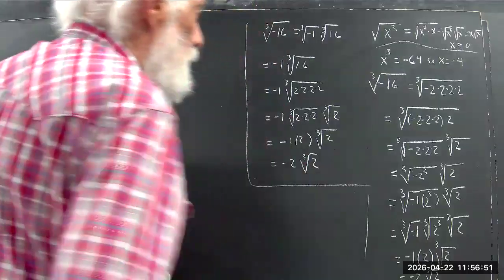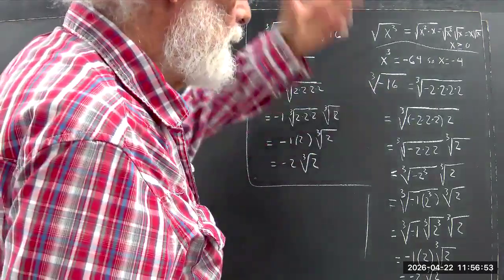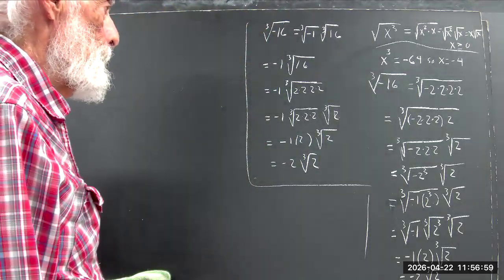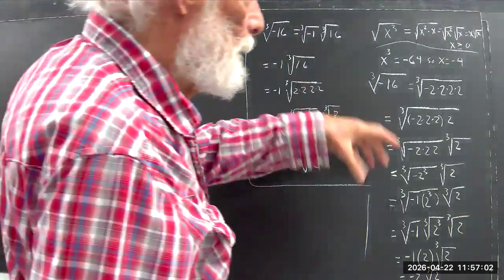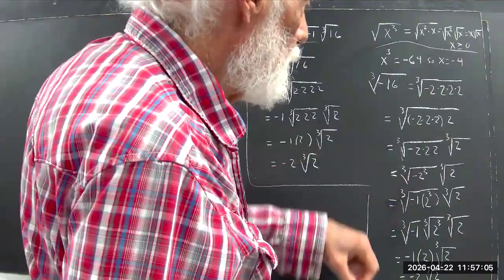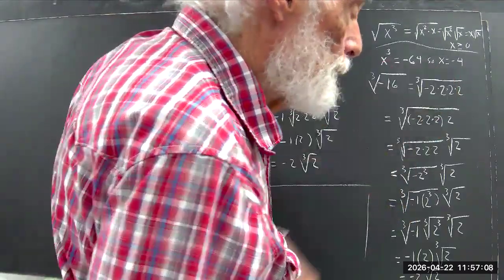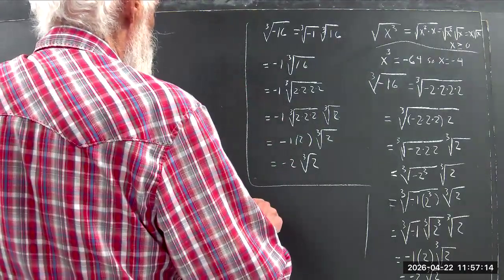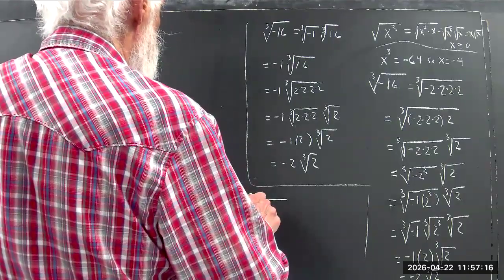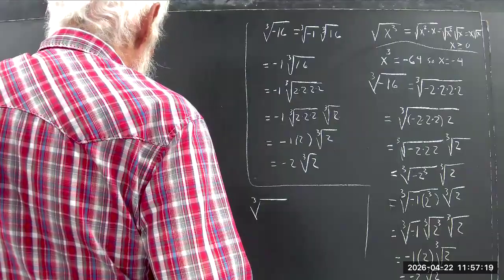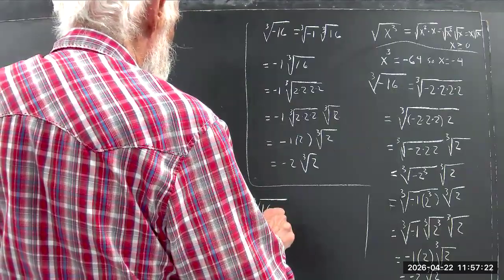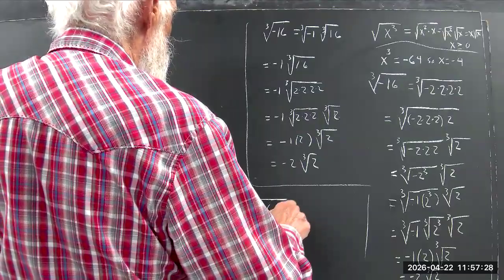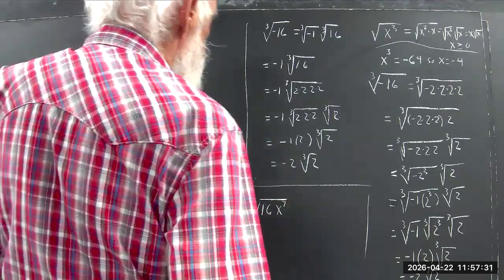Now, to do the cube root of negative 16 is fairly straightforward. In general, if you've got a bigger number, you're going to want to do a prime factorization and look for cubes within the prime factorization. Now, let's say we've got, we'll do a cube root of 16x to the 7th.